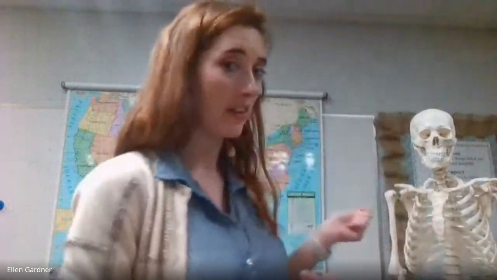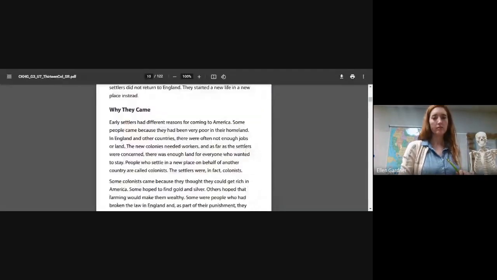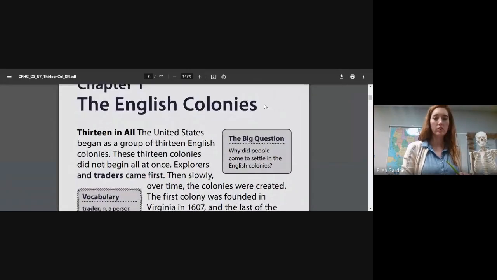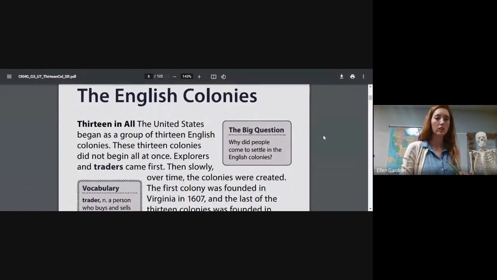So starting a brand new book, 13 Colonies. Just like the others, I do have a PDF that I'll have online so that you can access it at any time. And I will be presenting that and following along. As you can see, I've got a little skeleton buddy here for science class as well. Okay, let's go to our textbook now. Chapter 1, the English Colonies.